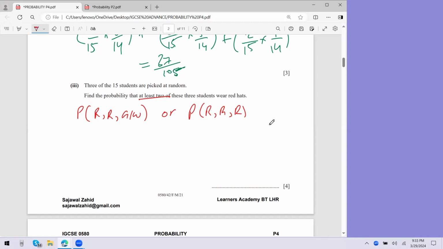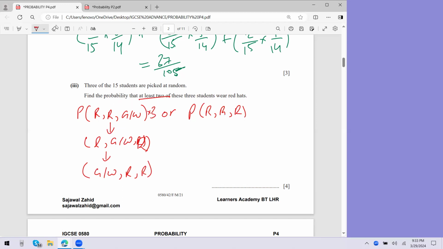Now, obviously, the order can change here. Okay, this has two other versions. It can also be red, green, white, red, or it can also be green, white, and then red, red. So there are three possibilities, right? That's why we should multiply this with 3.